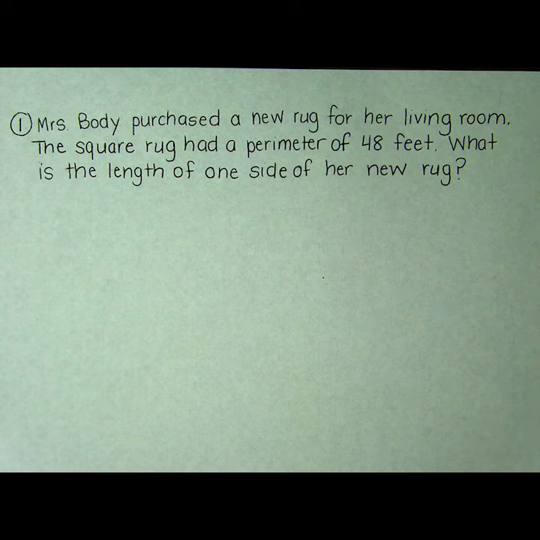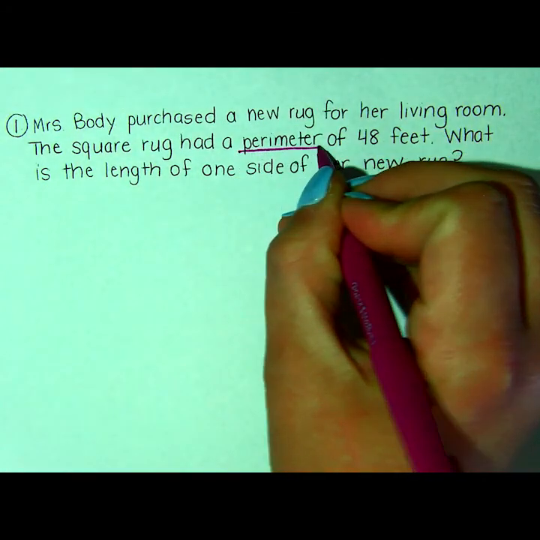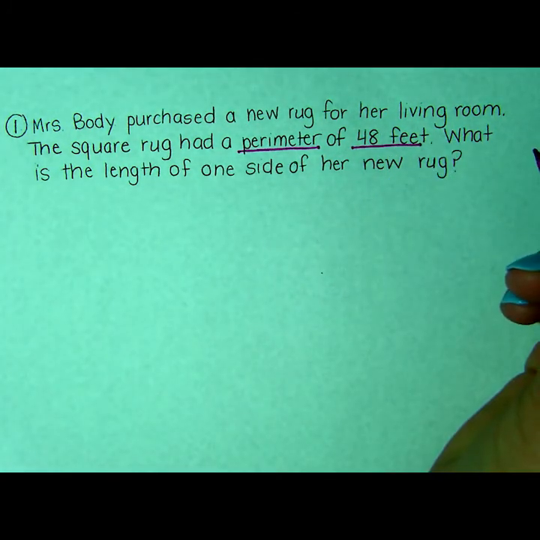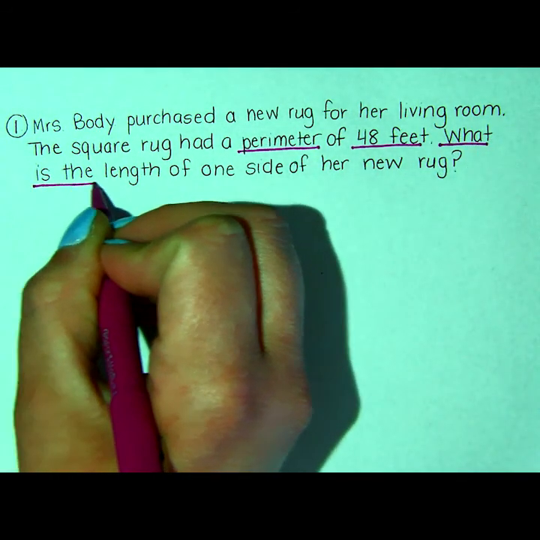We're right here with question number 1. Mrs. Body purchased a new rug for her living room. The square rug had a perimeter of 48 feet. Well, I'm going to underline that keyword perimeter. That tells me the distance around, and the distance was 48 feet. What is the length of one side of her new rug? I'm also going to underline the question.